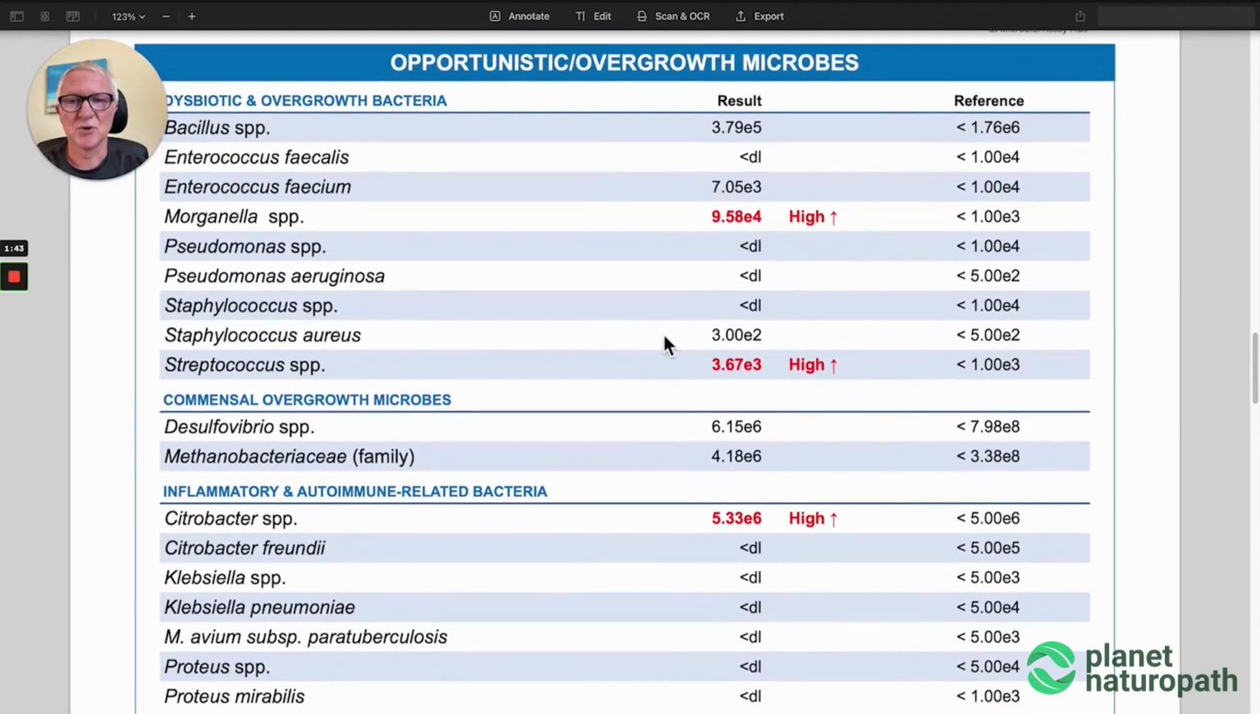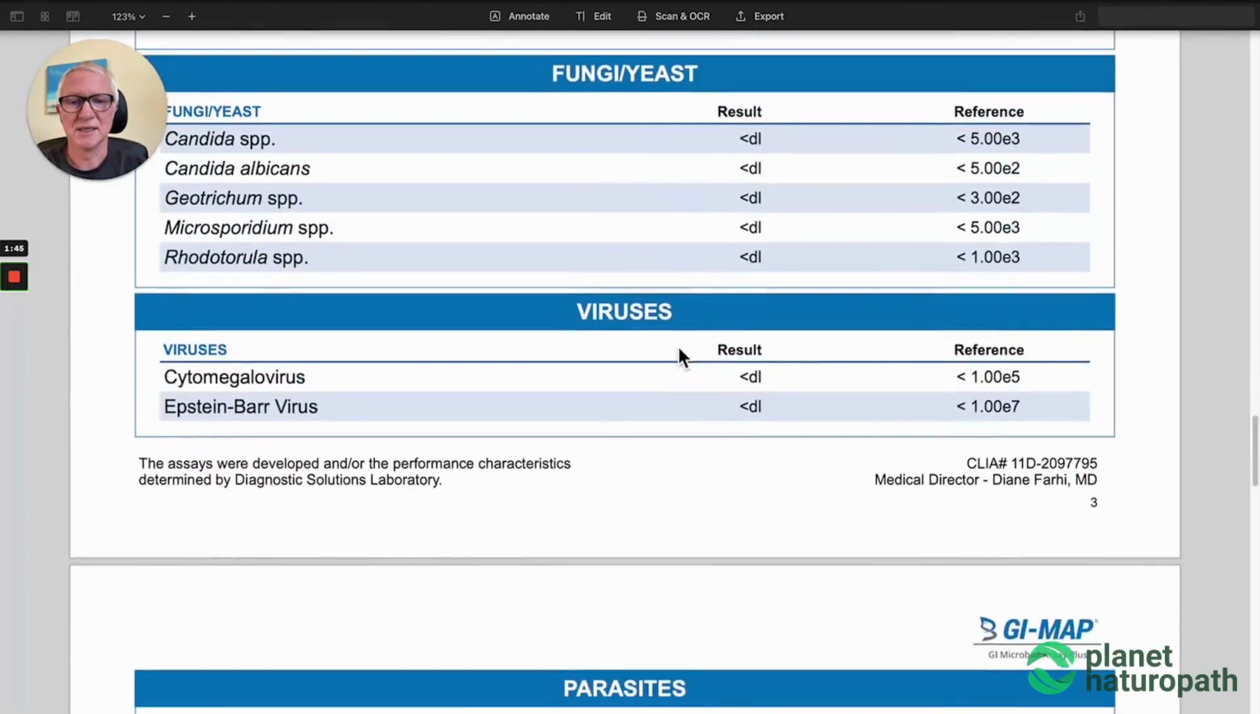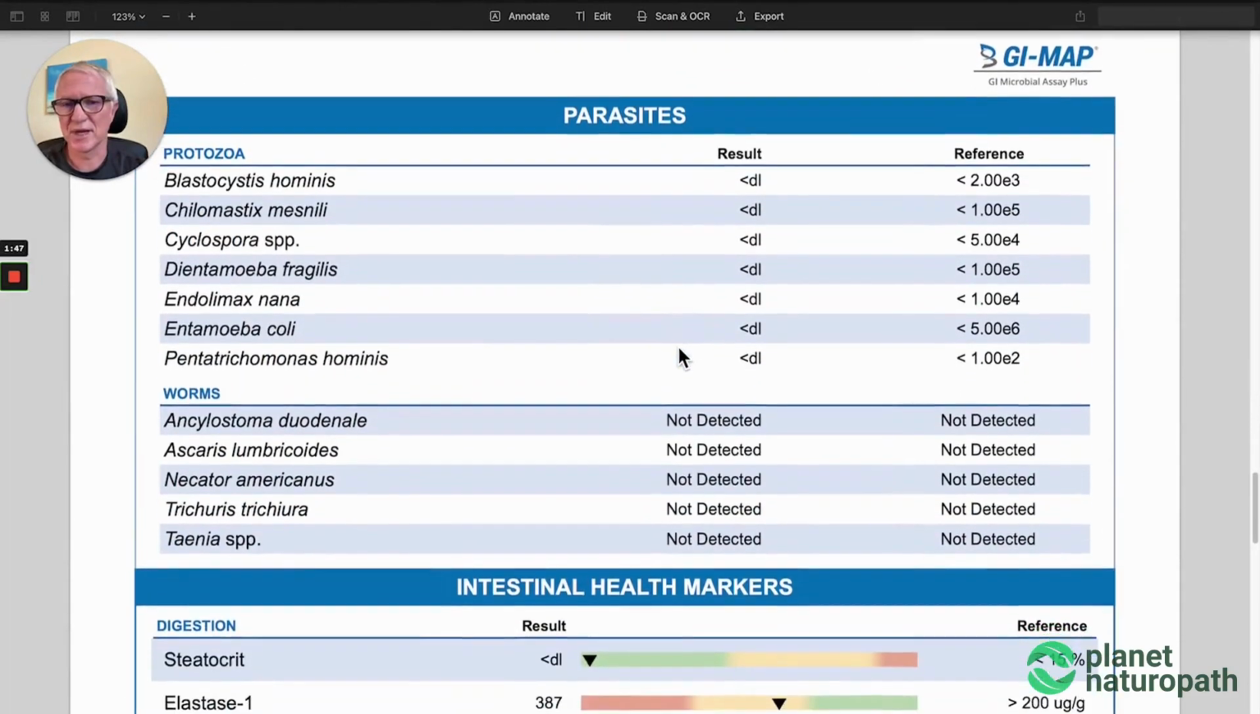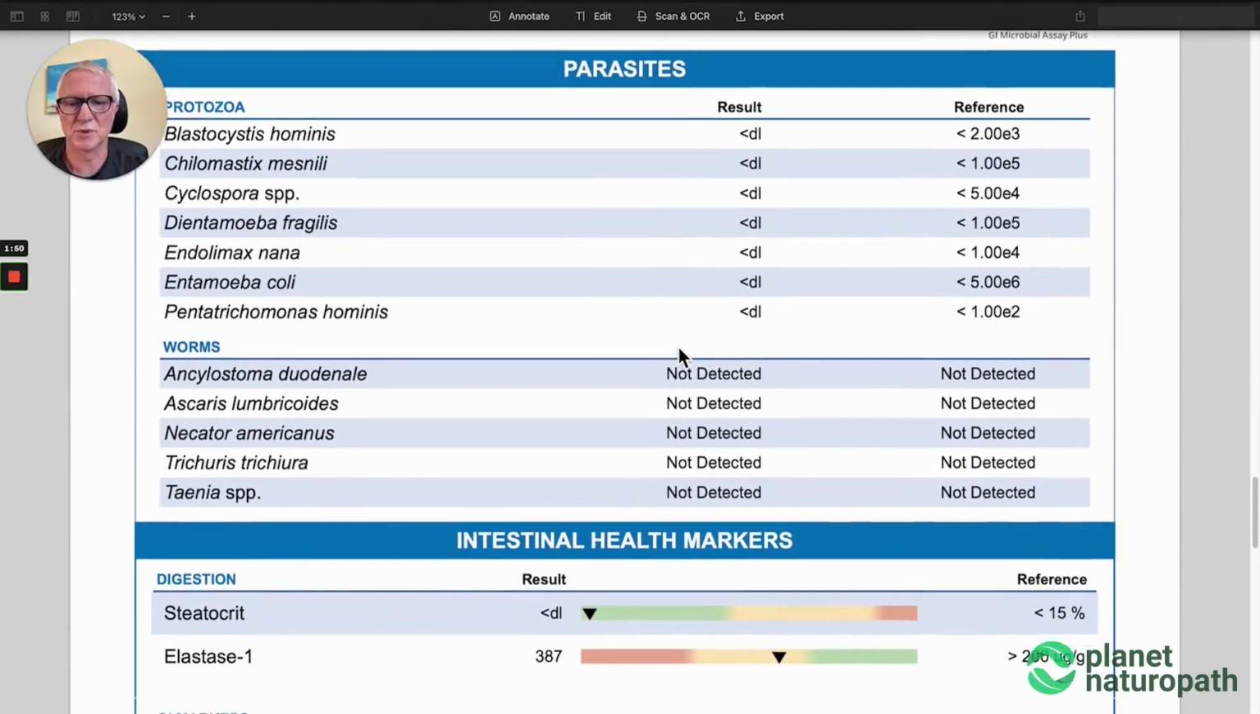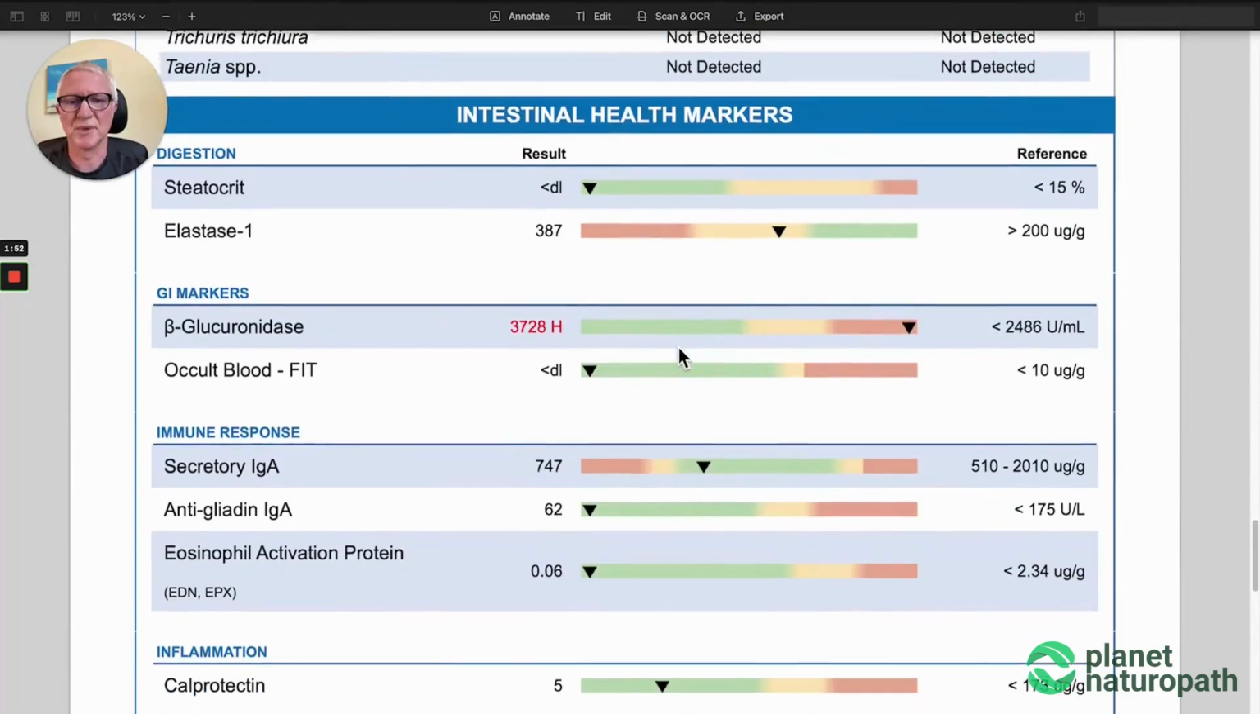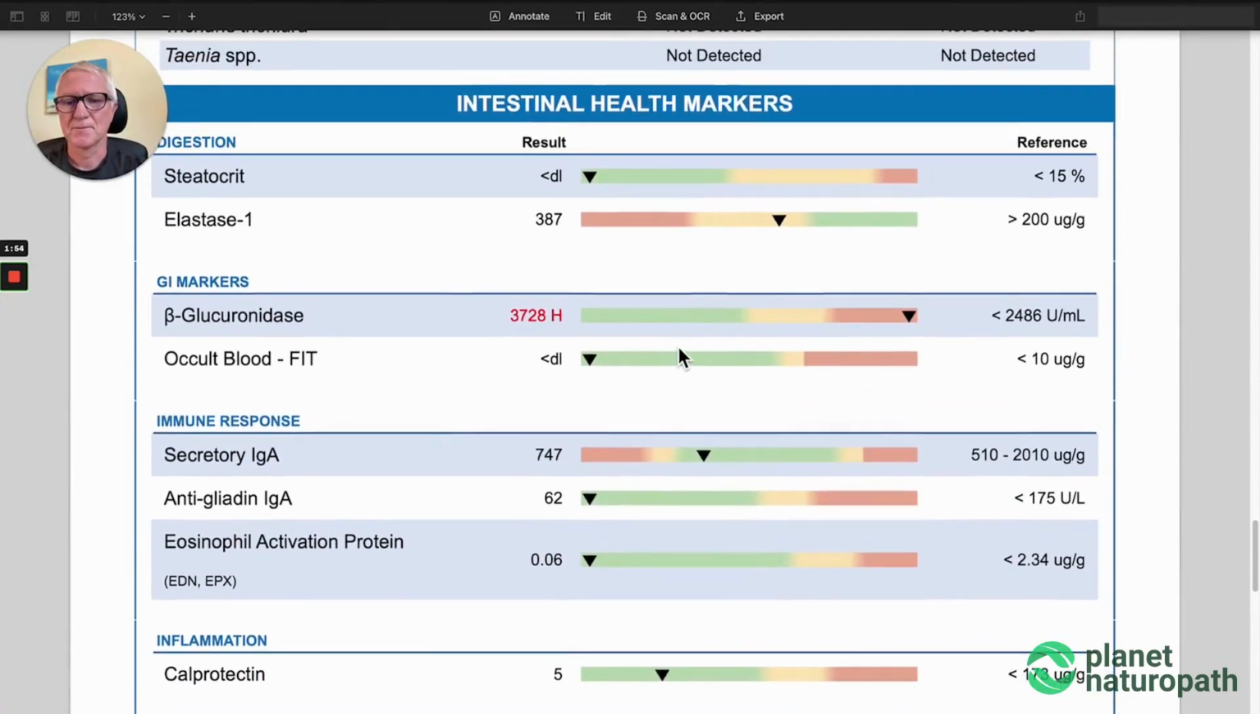Whenever you look at a test though, you always look at the rest of the test. All the other pathogens like parasites and worms were clear. You look at the intestinal health markers and see what's going on. The first thing I always check is calprotectin, make sure the levels are not high. It's an inflammation marker. Make sure there's no blood.